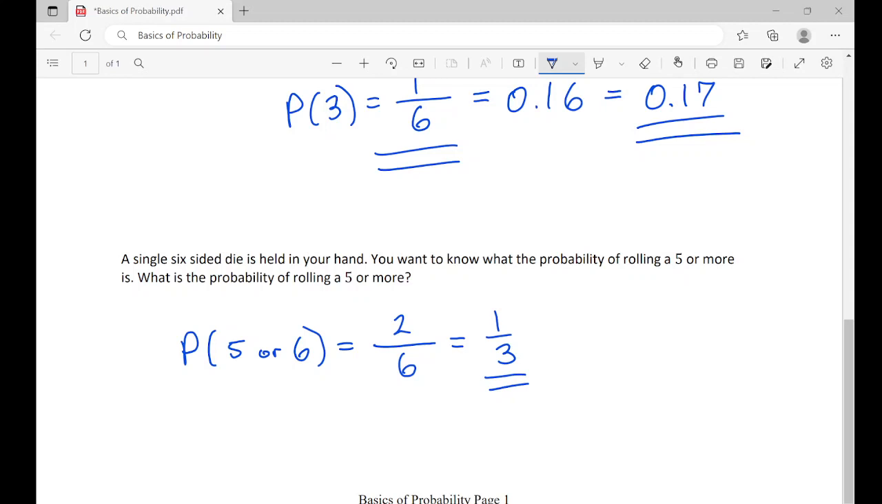But again, if you want the decimal answer, you would just put it in the calculator, and we would get 0.3 repeating, which we will just label as 0.3 as the probability. So the probability of getting a 5 or more on a single roll of a die is 1/3 or 0.3 repeating.